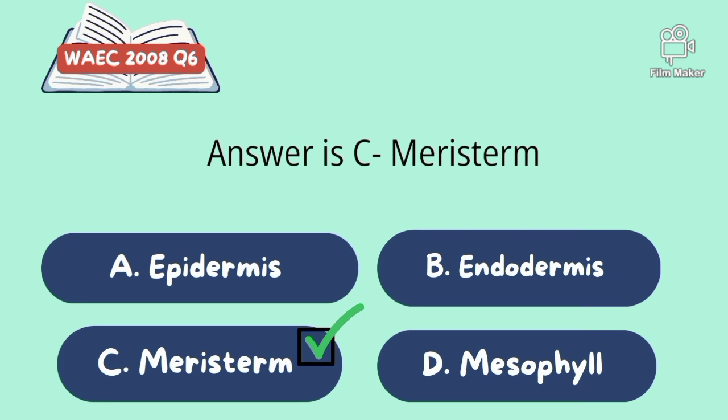Active cell division of the meristematic cells located at the tip of the shoot and root of plants brings about primary growth. Option B, endodermis, is wrong because the activity of the endodermis regulates water uptake, nutrient absorption, and root pressure maintenance. Option A, epidermis, is wrong because epidermal cells of plants contain old and dead cells that are not growing. Option D, mesophyll, is wrong because it is not involved in growth. It contains elongated cells containing many chloroplasts for the purpose of photosynthesis.